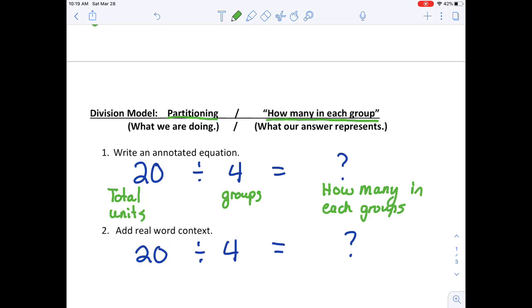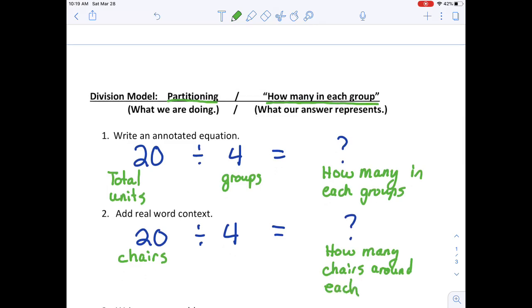Well, I've decided to say that I have 20 chairs. So I'm going to be looking for how many chairs, what are my groups going to be? How many chairs around each table? So that means that my groups are tables, and my 4 will represent 4 tables. So if I have 20 chairs and I distribute them around 4 tables, how many chairs are around each table?